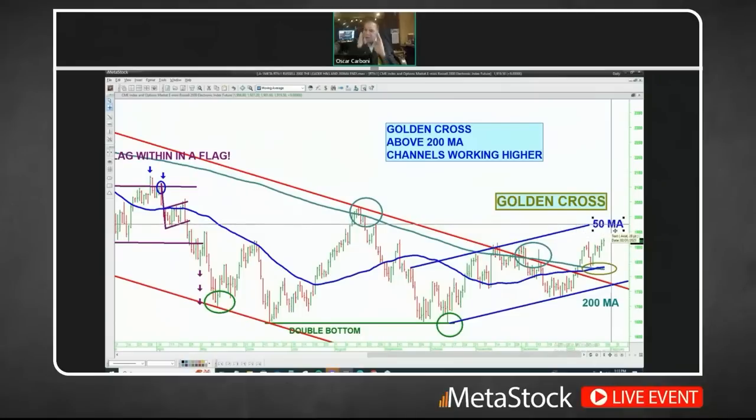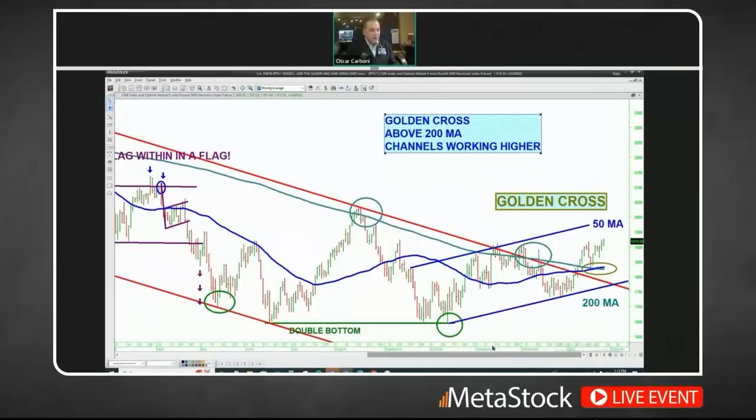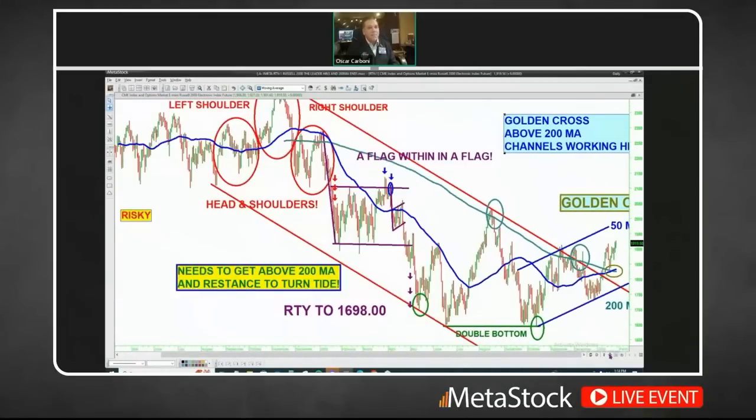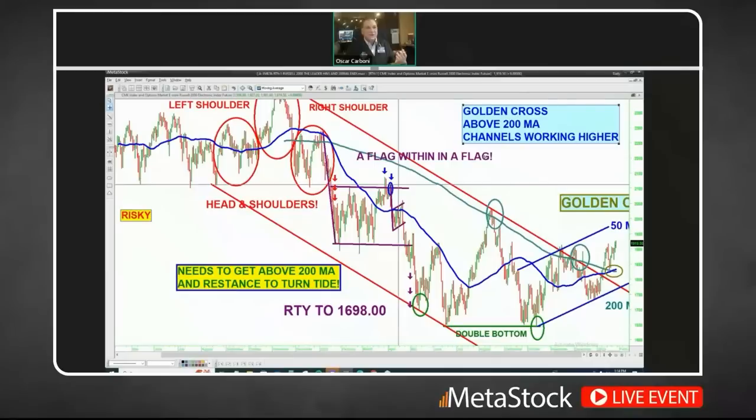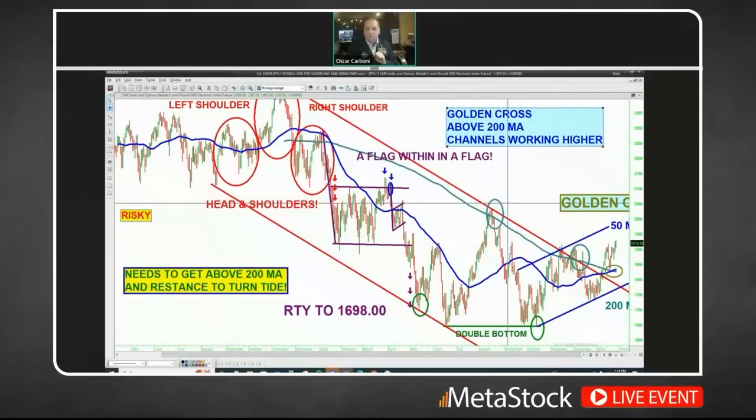So it doesn't mean it's going to go up every day. But now we're starting to see that we're getting out of that insane downward trend channel that we've had, and we're starting to build some positive things here. Golden cross above the 200, channels are working higher. So that's where we are now compared to where we were. And I believe on each one of my charts, I've got sort of a where we were and where we are now and what can help us moving forward.